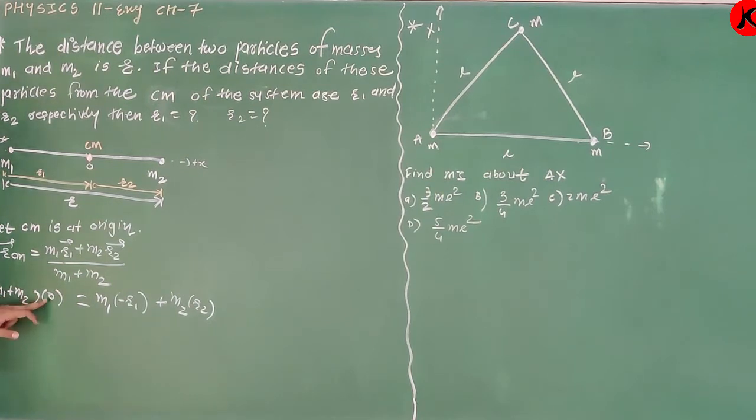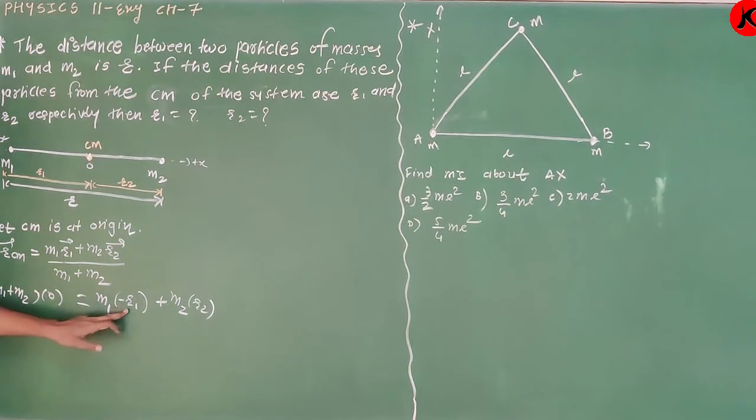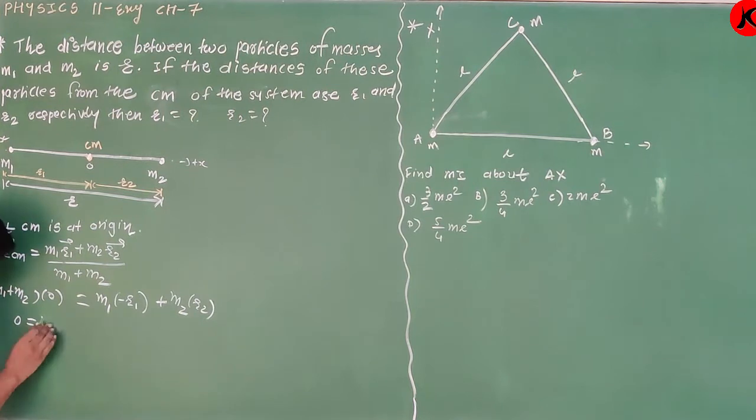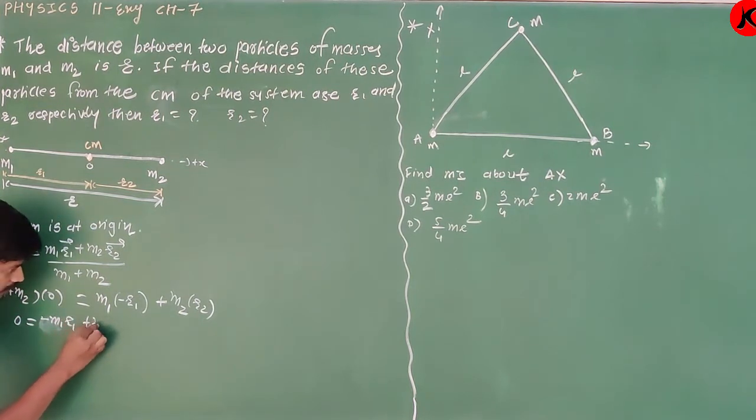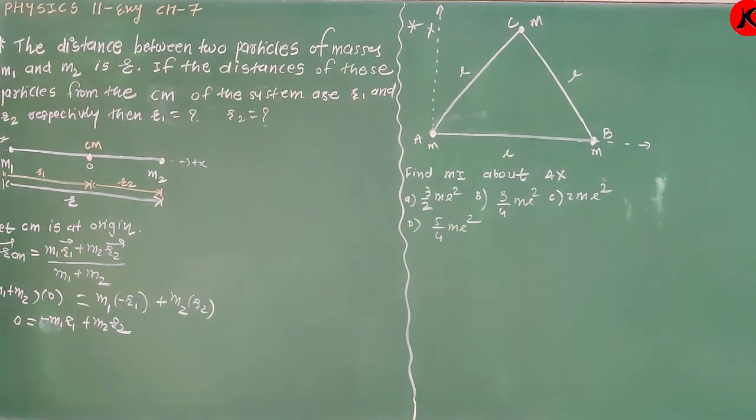R center of mass is 0. m1 as it is, with r1 equal to minus r1. Why minus r1? Because it is on the negative x-axis. r2 is plus, because it is on the positive x-axis. So now 0 is equal to minus m1 r1 plus m2 r2. Therefore, m1 r1 is equal to m2 r2, so r1 upon r2 is equal to m2 upon m1. Simple.